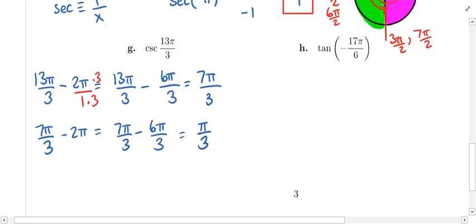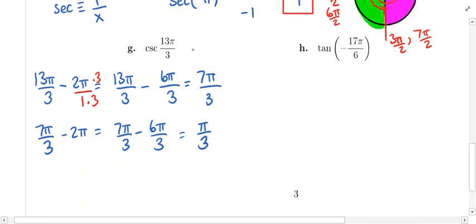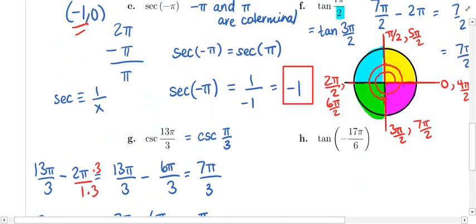So 13 pi over 3, 7 pi over 3, and pi over 3 are coterminal. They have the same initial side and the same terminal side. So to compute the cosecant of 13 pi over 3, that's going to be the same as the cosecant of pi over 3. If you wanted to draw the circle out, you would do the same thing that we did in part F, but since the denominator here is 3, you would break the top part of the circle into 3 equal pieces, and the bottom part into 3 equal parts, and then you could count. Every sector would be pi over 3.